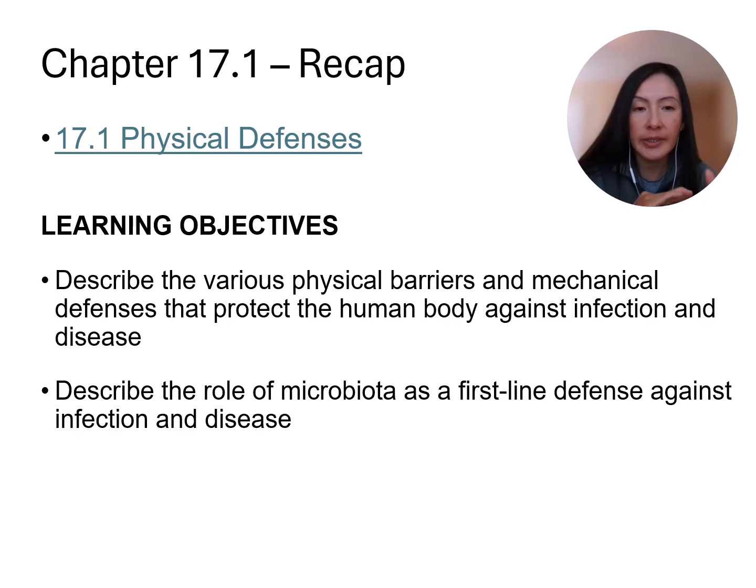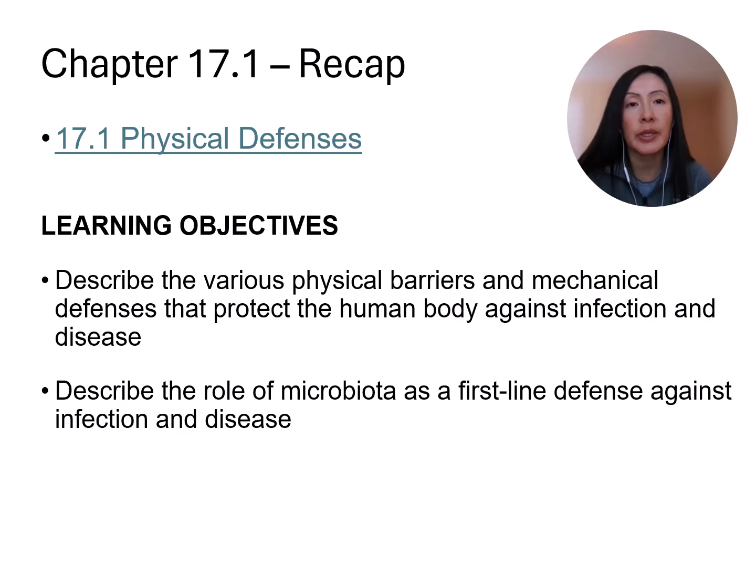For the second learning objective, they ask, describe the role of microbiota as a first-line defense against infection and disease. So normal microbes help prevent the pathogens from attaching because normal microbes compete for binding sites. They occupy our epithelial surfaces, preventing the pathogens from attaching. They also compete for nutrients, so there are limited resources available for pathogens, preventing their growth.